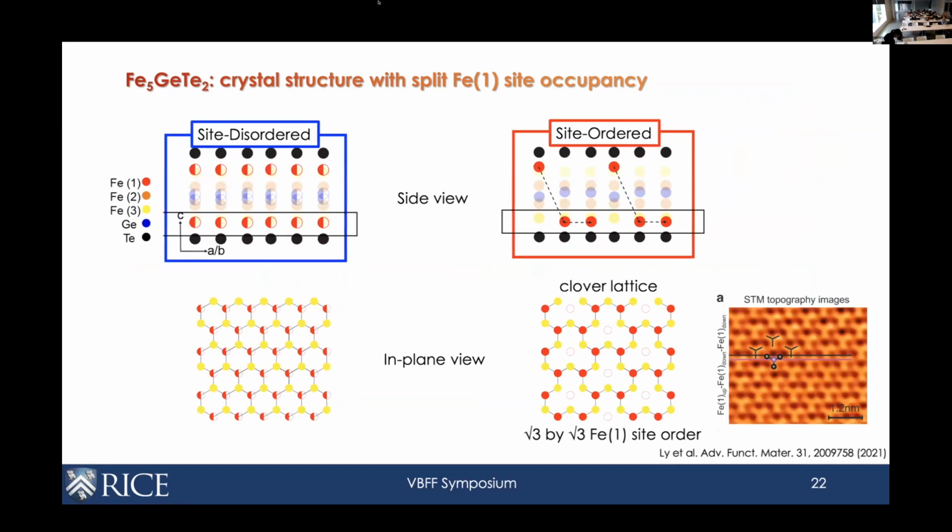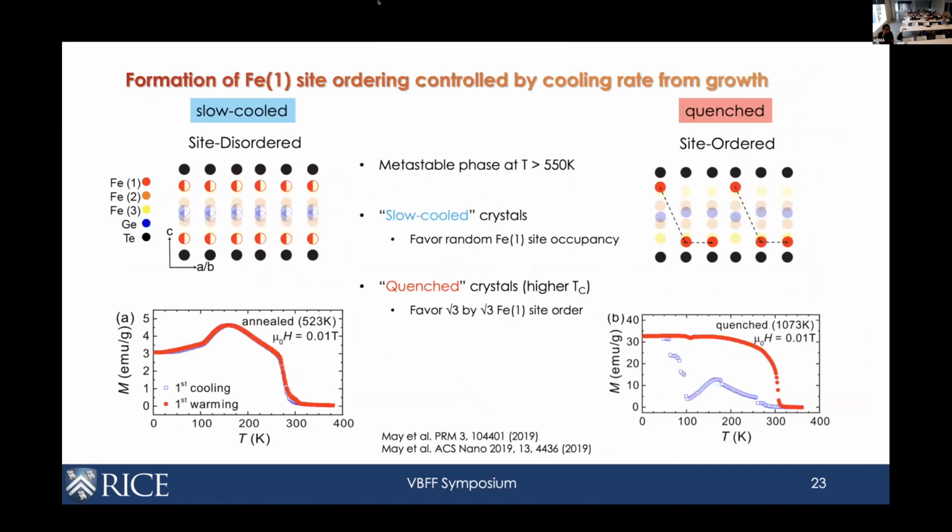This has been demonstrated with STM. And the nice thing about this is that it turns out that, depending on the last cooling step, if you quench it, the system prefers to be in this state. If you slowly cool it, it prefers to be in that state.